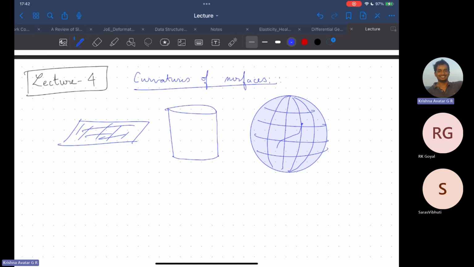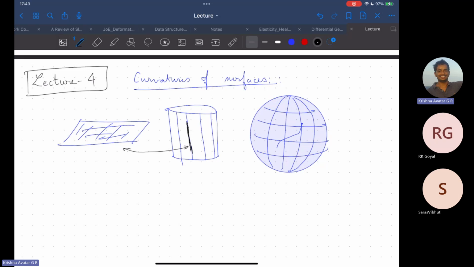So say you are walking along the generators, right? Last time we discussed that a cylinder is a ruled surface. So if you walk along one of the generators, then we would not be able to figure out whether I'm on a plane or on a curved surface. Which means that there are curves on a surface which have zero curvature throughout.